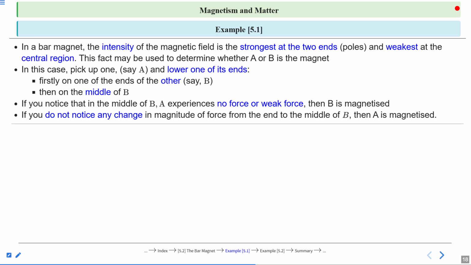But if B is magnetized, due to the magnetic field lines of B, the magnetic field will be strong at the ends and weak or almost zero at the middle. So when we bring one end of A to the end of B, it will experience more force. And when we bring one end of the A bar near the middle of B, it will experience weak force or no force. Then it means B is magnetized. Got it?